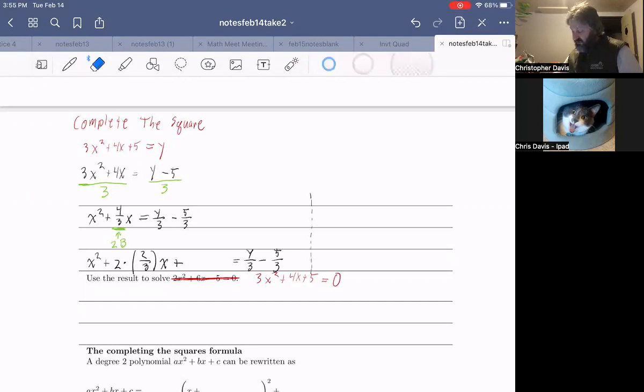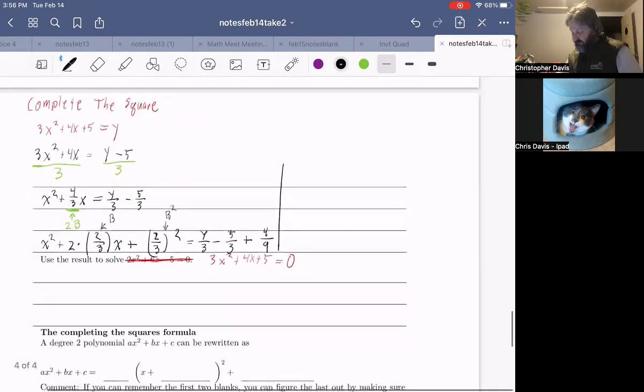And the whole point of giving myself this space right here is that right here is where I now want to put b squared. There's b. B is 2 over 3. So b squared is plus 2 over 3 squared. You also need to add that to the other side. So that's 4 over 9. All right, so where does that put us?